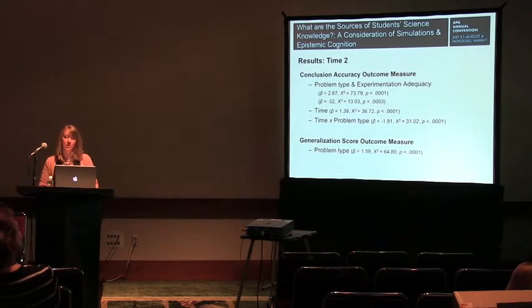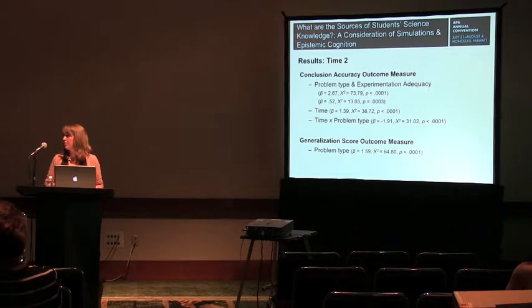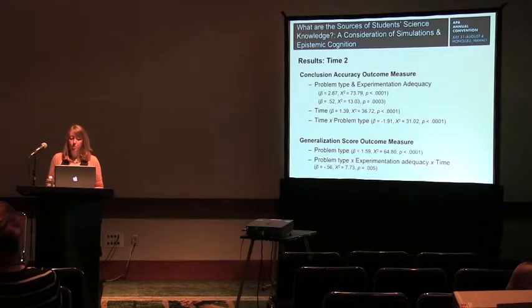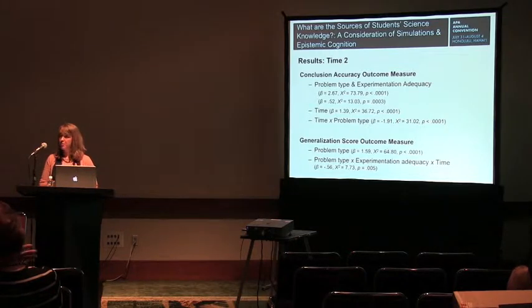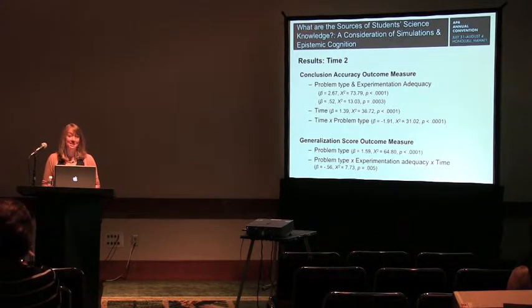Now I'm going to share what I think is the most interesting thing from this project. With the generalization score outcome measure, remember these were real-world problems that we gave them, 3 questions for each concept. We found that problem type was still a significant predictor, but there was also a significant 3-way interaction between the problem type, experimentation adequacy, and time 1 versus time 2. Does anybody know what a 3-way interaction means?